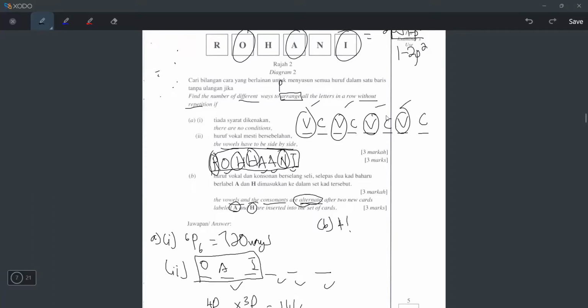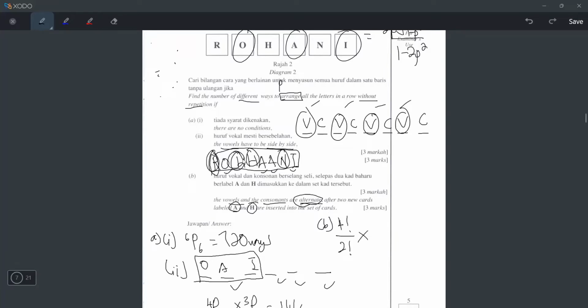And when you arrange these 4 spots, it can be O, A, I, it can be O, I, A, it can be A, I, O, and so on, okay? But you will divide by 2 factorial because there's 2 A's, there's repeating, okay? Okay, let's do the consonants.